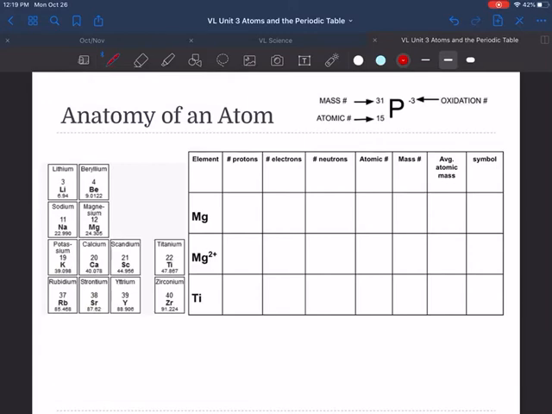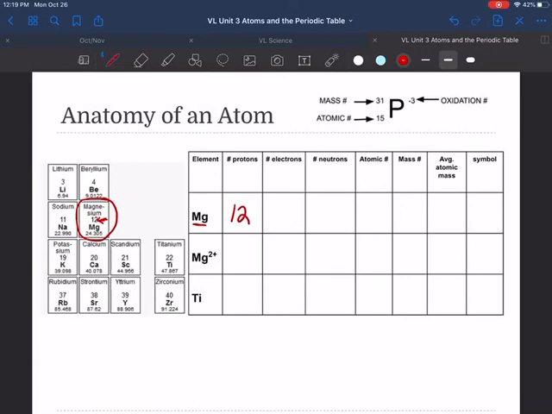Well, let's look at our first thing. Our first element here is magnesium. So if I find magnesium on my periodic table, I see he's right there. In fact, I'm just going to go ahead and circle him so that we've got him started. So if I want to start filling out this table, where do I start? Well, I found magnesium. How many protons does magnesium have? Well, magnesium has 12. Because remember in an earlier video, I told you the whole number is going to be the number of protons. How many electrons does it have?